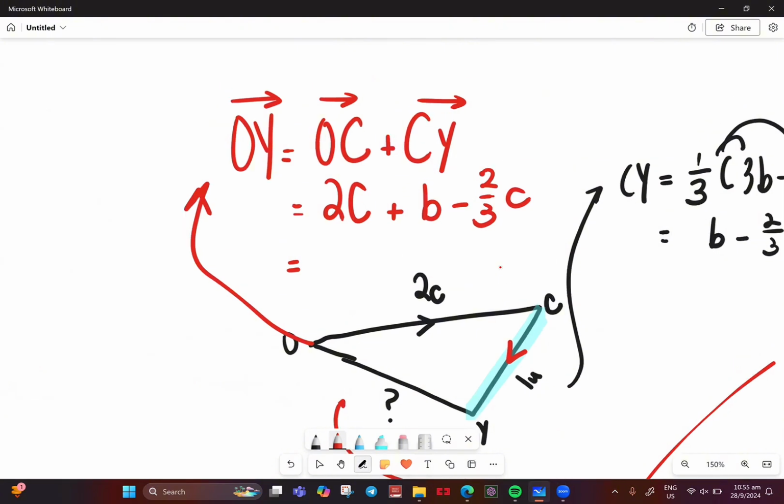All right, so from here itself, you can see, right? 2C, so 2 minus 2 over 3, we get to an answer of 4 over 3C. Agree or disagree? All right, plus B. So therefore, this is my answer for this question.